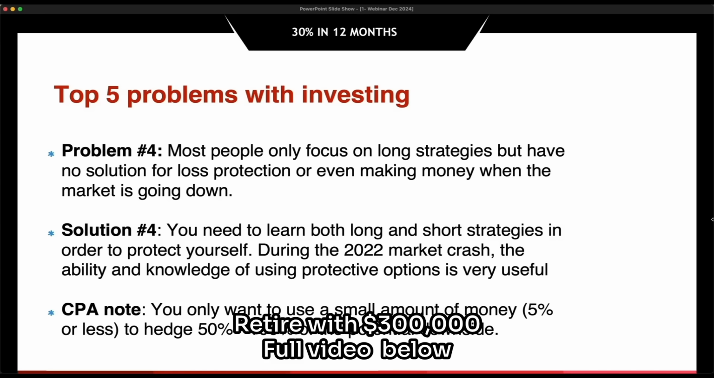And you only really need a small amount of money for hedging. So for example, less than 5% of your portfolio. And if you do this right, you can hedge 50% to almost 100% of the downside.